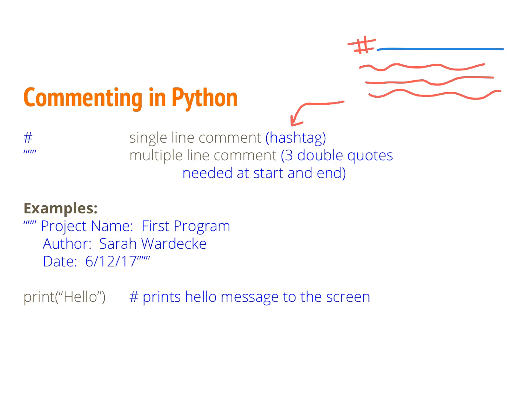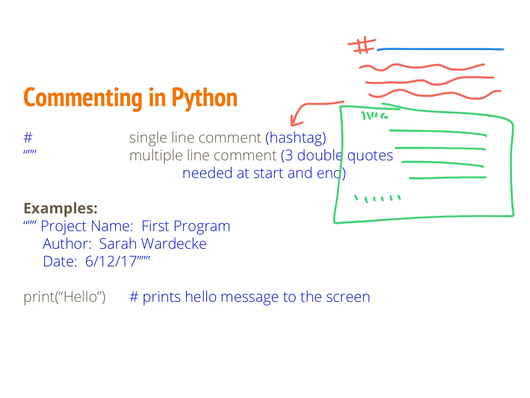Now, the second way you can comment is you can do a multiple line comment. So if you know you're going to write multiple lines worth of information, what you can do is put 3 sets of double quotes, write all your comments, and then do 3 sets of double quotes again to end it. So this whole chunk wouldn't be read by the computer because it would be a multiple line comment.